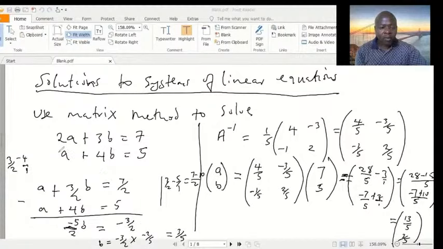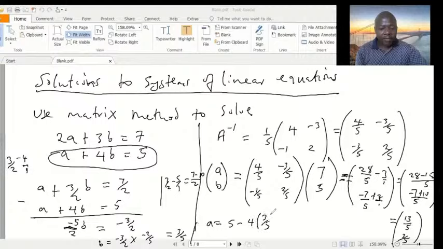Now just go back to one of the equations and substitute B to find A. So when you do that, you will have that A is 5 minus 4B, but B is 3 out of 5. So the LCM is 5. So that means I will have 25 minus 12 out of 5, which is 13 out of 5.